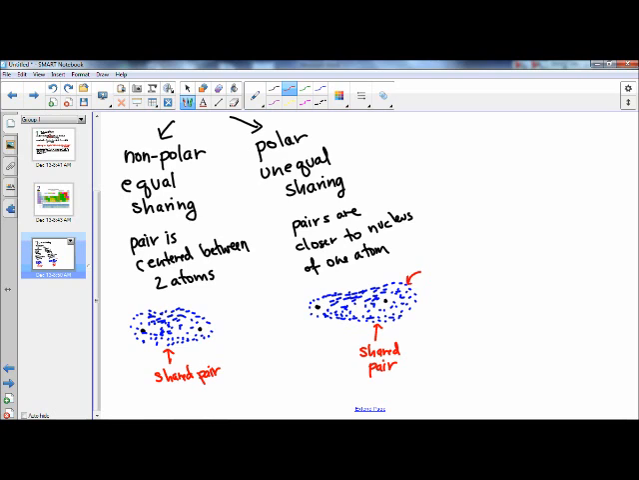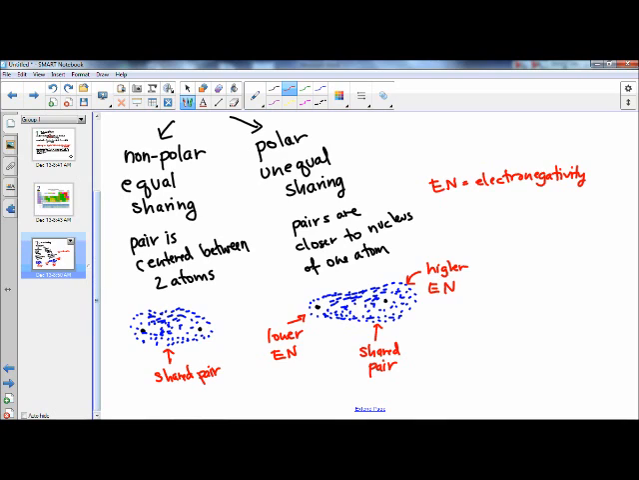This atom would have to have a higher electronegativity. EN will be my abbreviation for electronegativity, because it's a long word to write over and over. So this other atom must have a lower electronegativity value. This one is a stronger attractor, so it pulls the electrons towards itself.